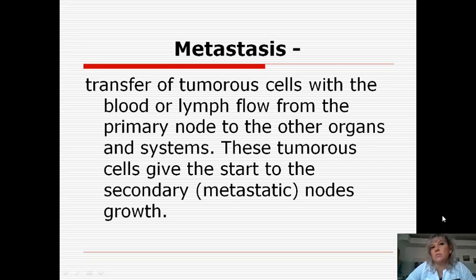Relapses or recurrences we see more often in malignant tumors. And metastasis. Metastasis is a characteristic of malignant tumors only. What is metastasis? It's the transfer of tumoral cells with the blood or lymph flow from the primary node to other organs and systems. Those tumoral cells start the growth of a secondary or metastatic node. Metastasis we see only in malignant tumors, and metastasis is a variant of cellular embolism.